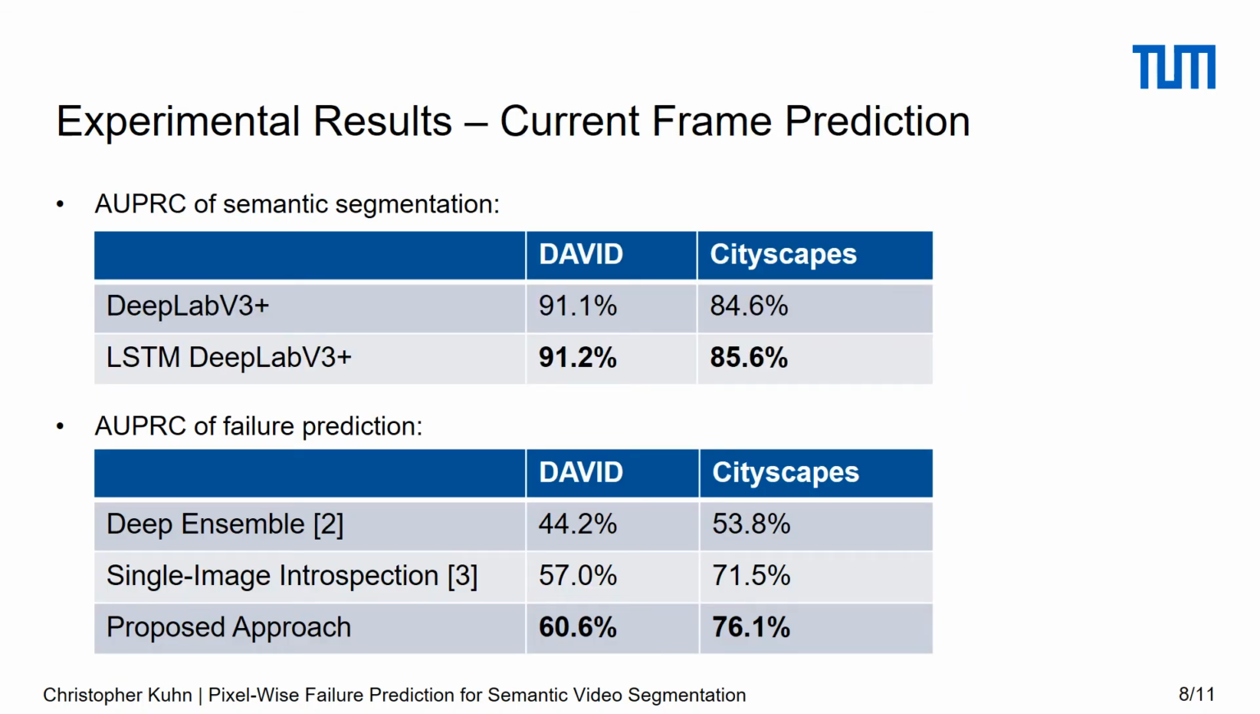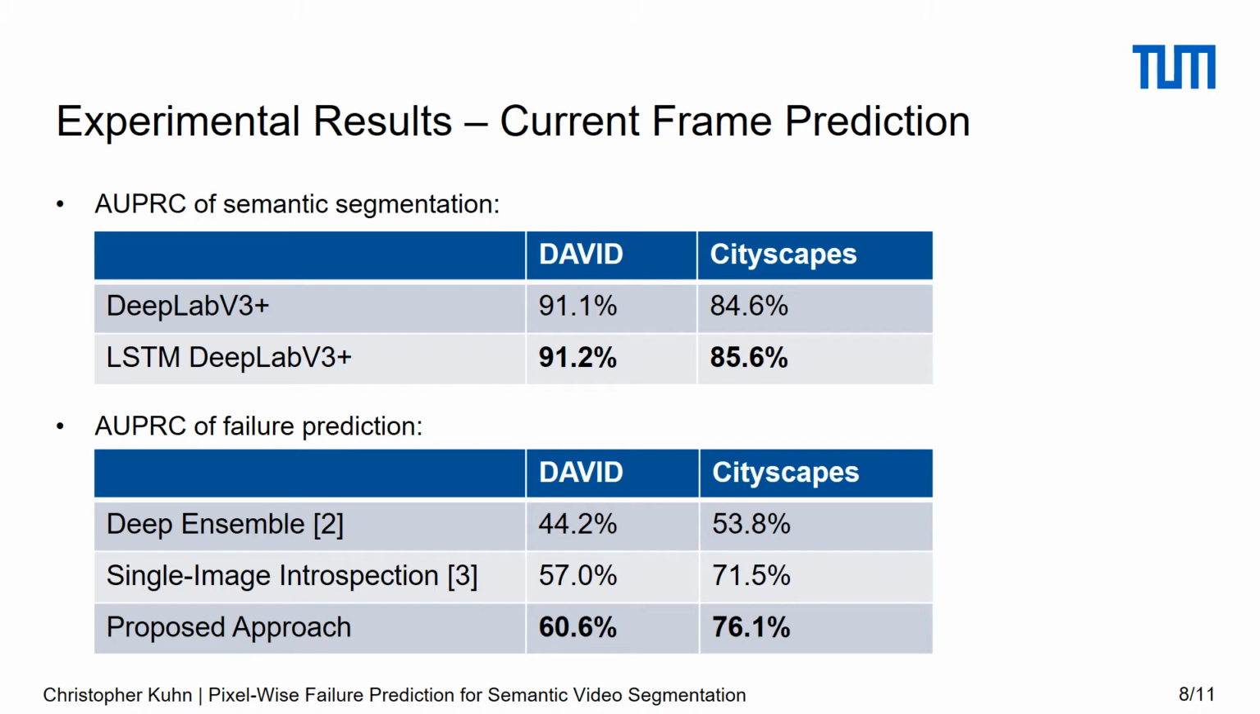First, let's look at the results for the current frame prediction. For semantic segmentation, adding convolutional LSTMs to DeepLabV3+ immediately improves the performance for both the DAVID and the Cityscapes dataset, as it has been shown before in the literature for other architectures as well. Interestingly, the gain is larger for the Cityscapes dataset, which can be explained by the fact that the simulated DAVID dataset is easier in general, and the additional information from the temporal sequences offers less benefit, since one single image is already enough to achieve over 90% performance.